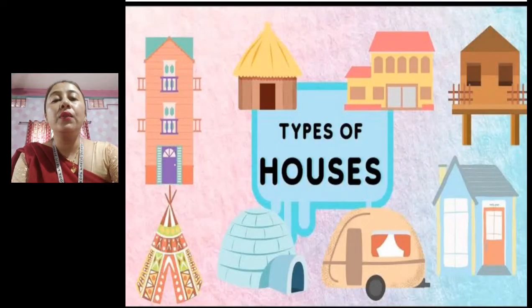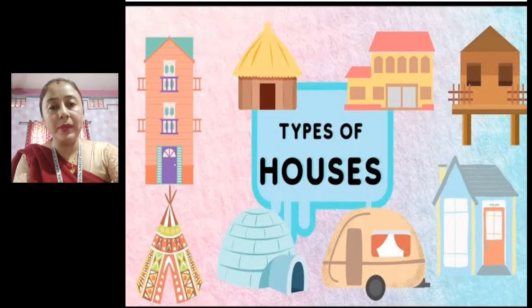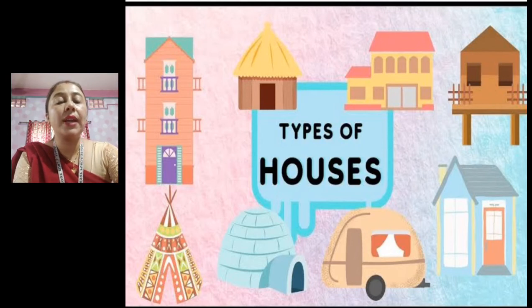So we know that house is the basic need of human beings. Yes, we have seen different types of houses around us. Yes, in the pictures you can see different types of houses. Some are very tall, some are very short. Yes, some seem to be very weak houses, some seem to be very strong houses.